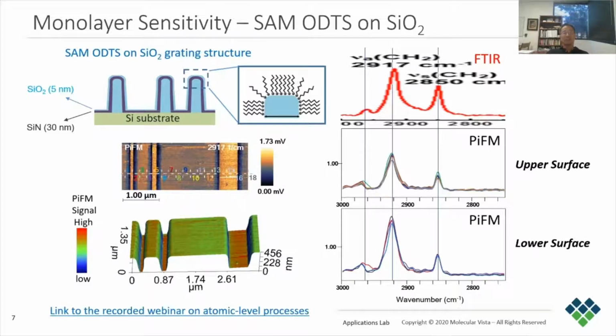This indicates a denser packing in the lower surfaces. We attribute this difference in SAM packing density to the different nature of silicon oxide in the upper and lower surfaces. Those interested to learn more can access the recorded webinar on the topic of nanoscale analysis of advanced patterning processes using the link provided.